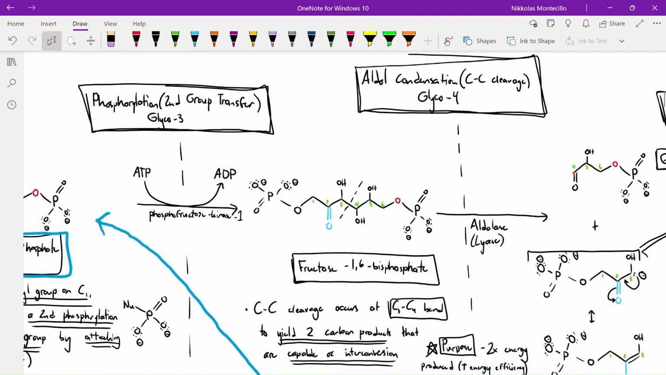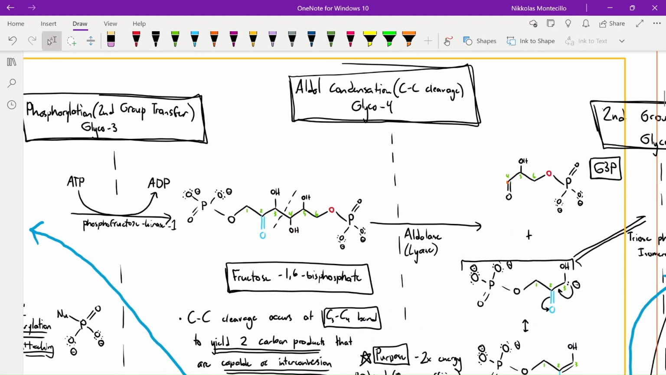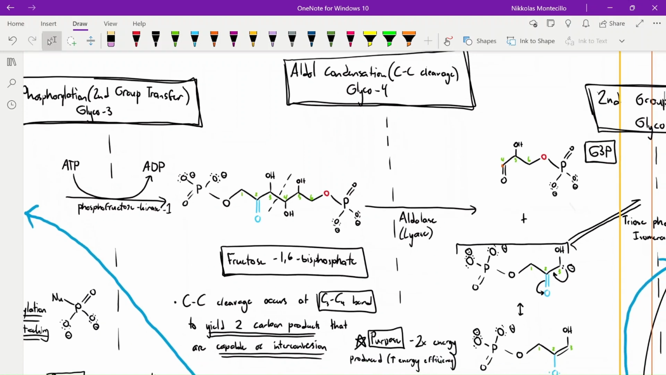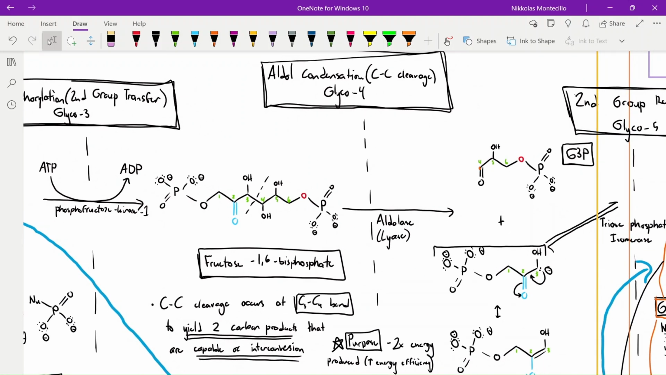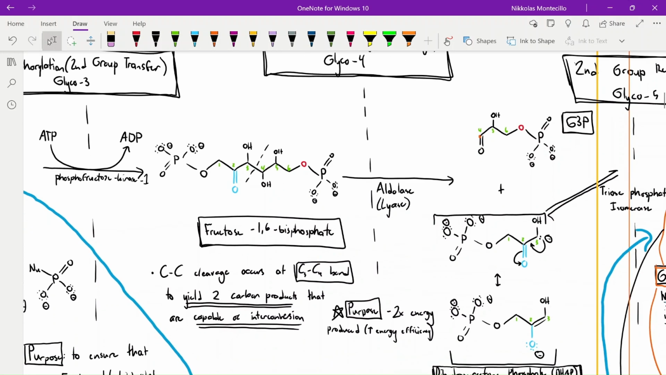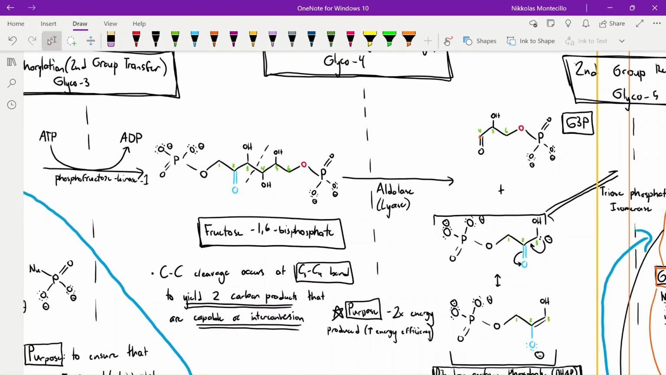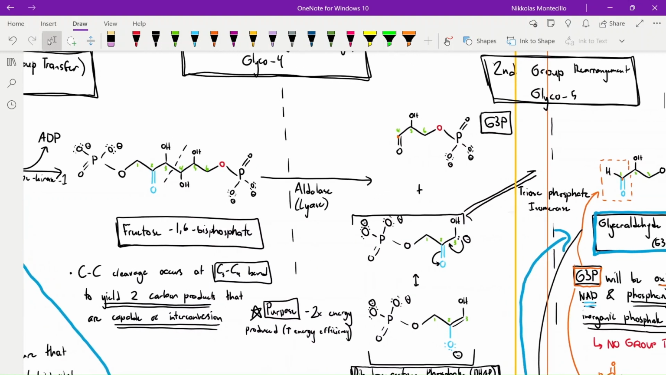So essentially, what we have here is an aldol cleavage reaction, a carbon-carbon cleavage. This is the step for Glyco 4. And the enzyme that facilitates this is a lyase, or aldolase. Now the purpose is to produce twice as much energy. So this step essentially increases the energy efficiency of glycolysis.